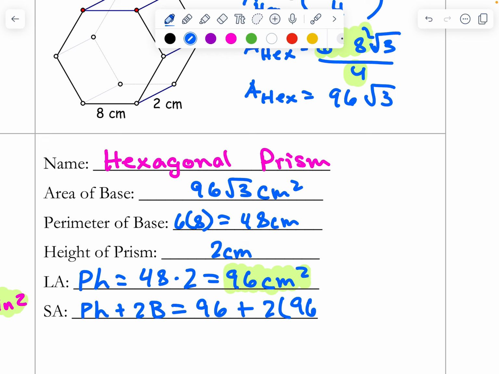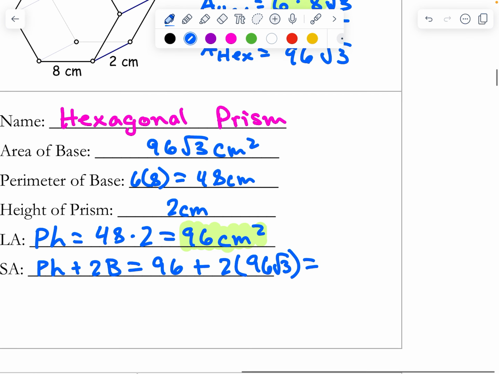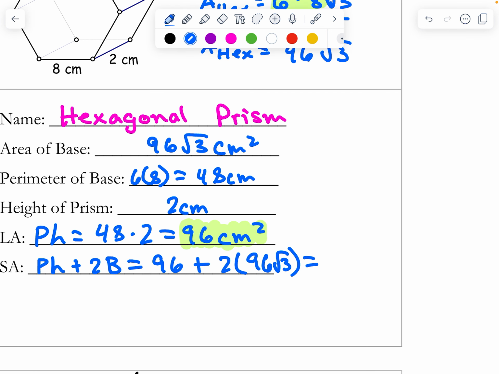So 96 root 3. And we end up getting, well, that's just going to be an ugly number. It's going to be 96 plus 192 root 3. Not ugly, but you know what I mean. This answer is not something that, I know as students, we like to see. This type of answer can scare us, and that's okay. There you go. That would be my answer here. You just do 96 plus 192 root 3 centimeters squared.